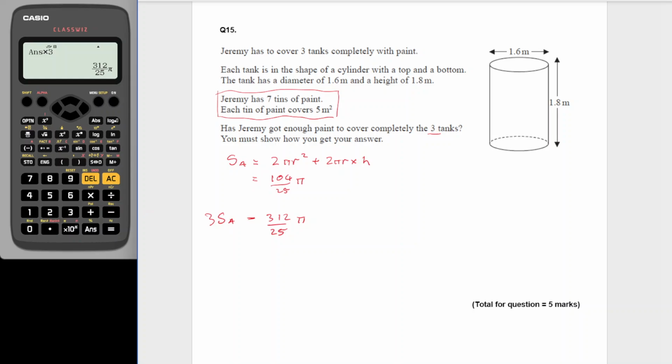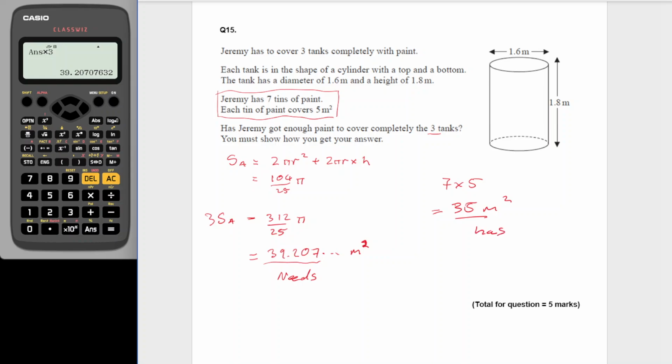Jeremy has 7 tins of paint. Each tin of paint covers 5 meters squared. I'll come back to that in a second. So I'm going to go decimal at this point now. That would give me 39.207... meters squared that needs to be painted. So I'm going to underline that and just say needs. And what he has is 7 times by 5. So he has 35. He has enough paint for 35 meters squared.